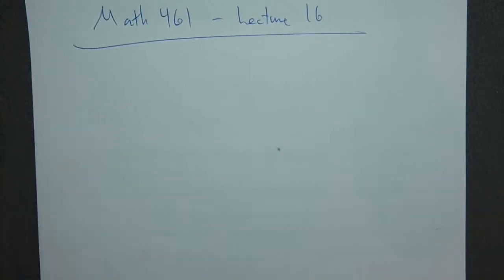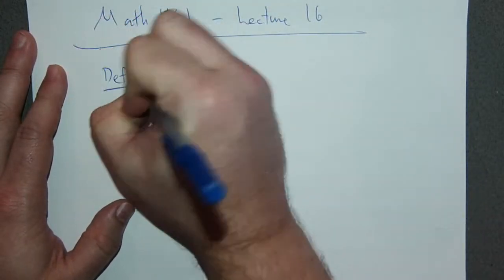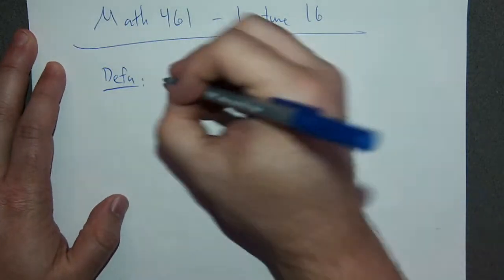Okay, so now I want to talk about a kind of dual object here called the column space. So here's a definition. The column space.